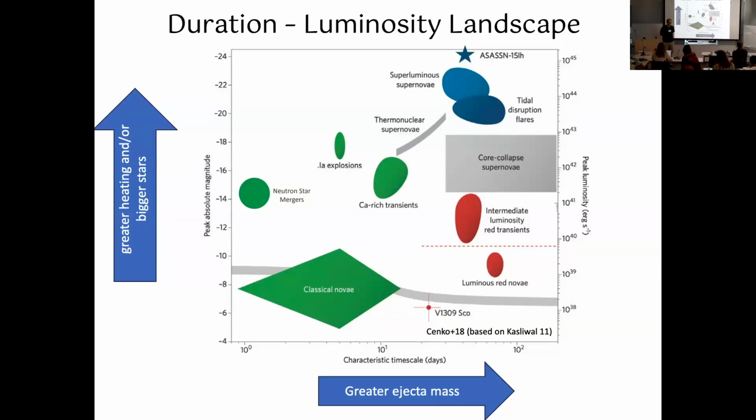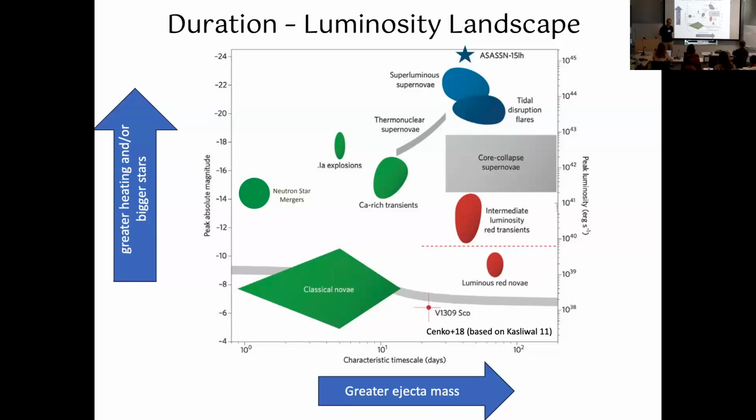In GRBs, the usual assumption is that we're making a black hole for some reason. I don't know if that's true or not, but that would be different. So one of them is making black holes, the other one making neutron stars. Maybe that jives with the difference in ejecta masses, if most of the mass is going into the black hole in one case, and in the other case, it's being ejected because you formed a neutron star.